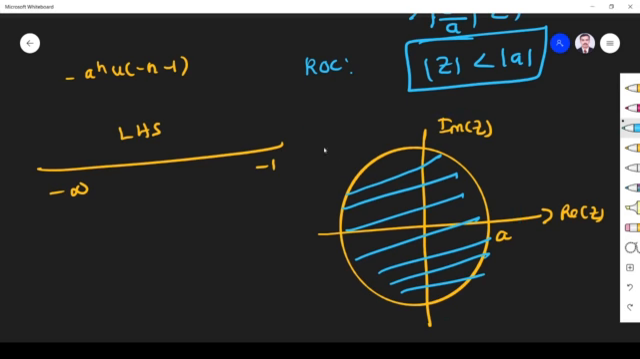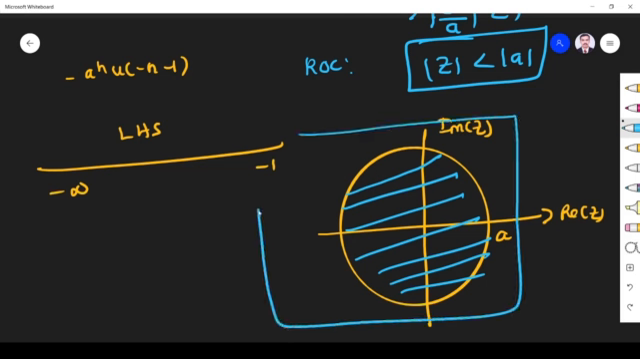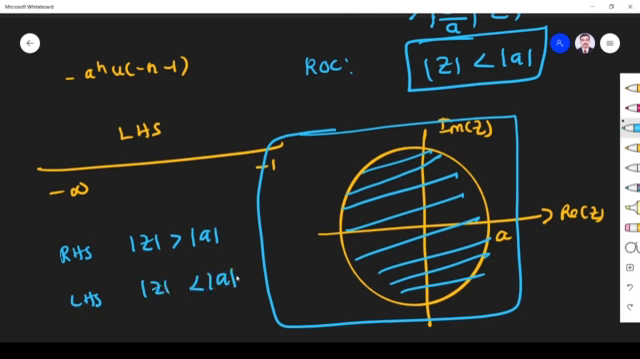Right, so here inside the circle you can find the z transform for minus a^n u of minus n minus 1. Outside you cannot find. The ROC exists inside the circle. So first we saw for a right hand side sequence mod z is greater than mod a, outside the circle. For a left hand side sequence mod z must be less than mod a. Right? So that is the difference.